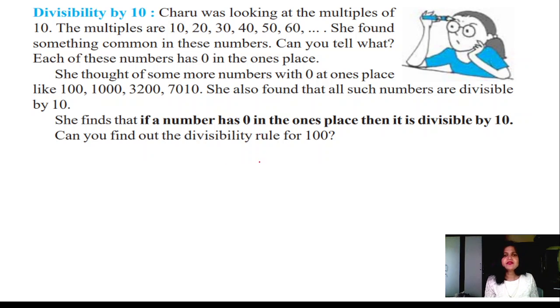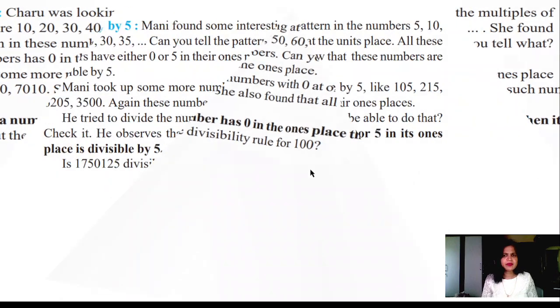Can you find out the divisibility rule for 100? Yes. If the number has 0 in the ones place and the tens place, then that number is divisible by 100. Two zeros at the end, that number is divisible by 100.